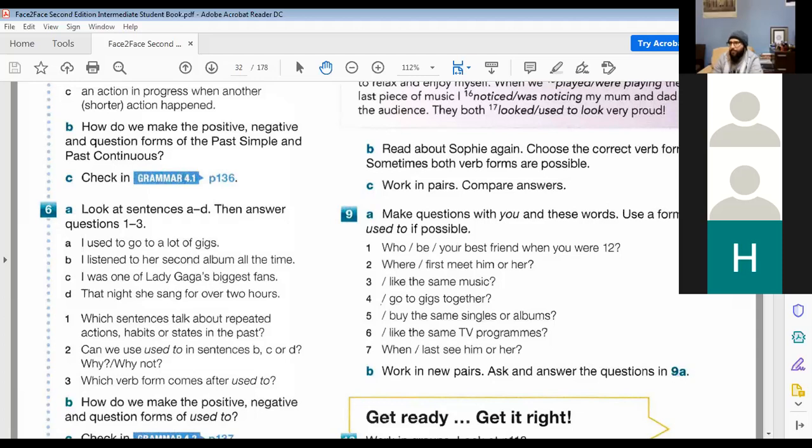Okay. So let's do this. Number 9. Remember, if you can use used to, it's better. Let's start with number 1. Let's do this one together, okay? Let me help you with this one.